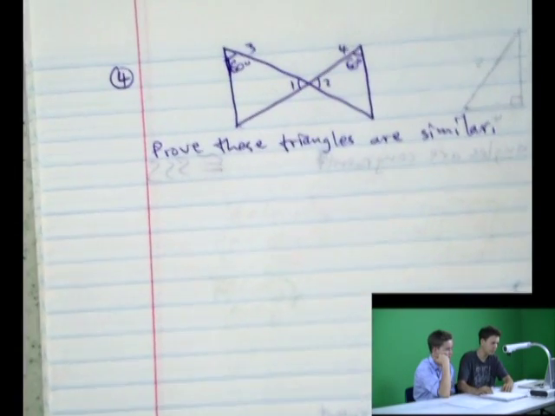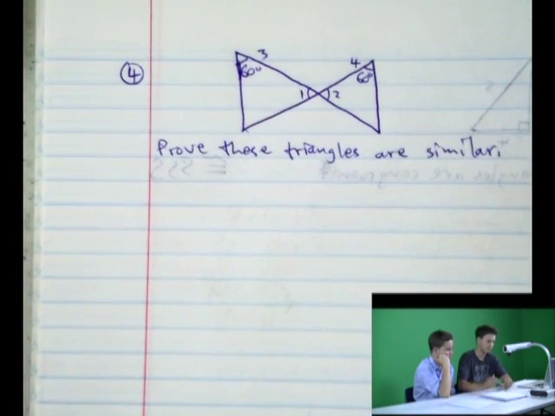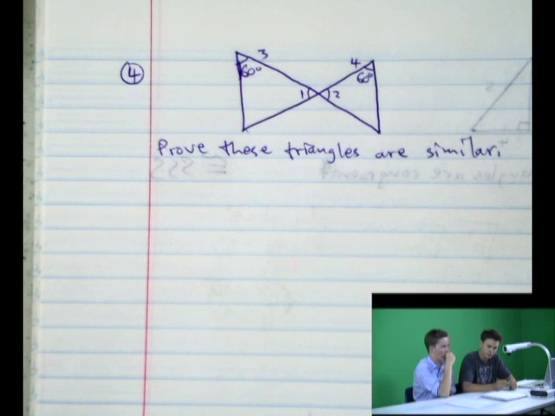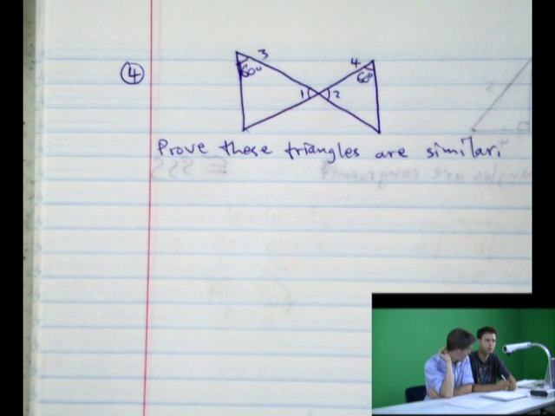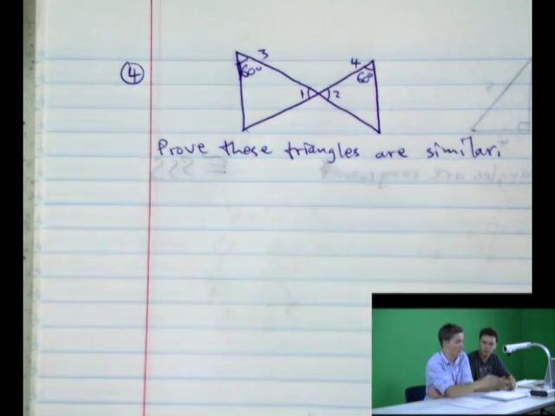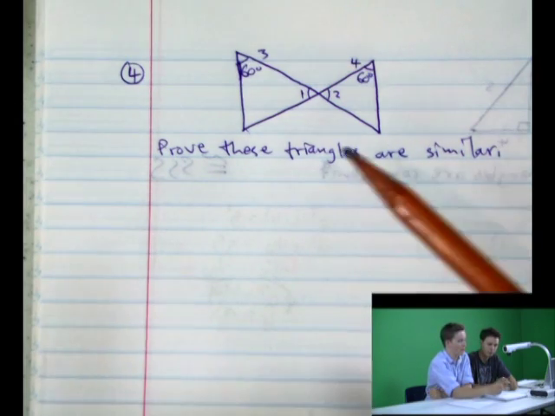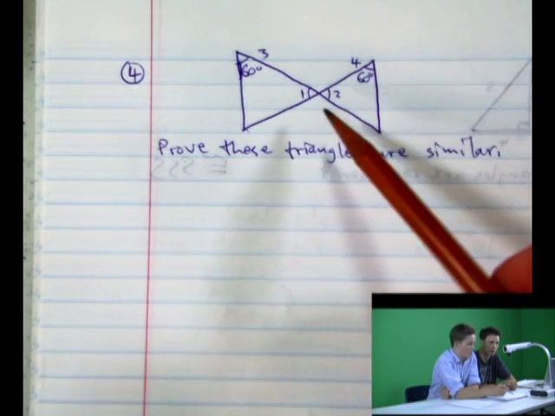Alright, prove these triangles are similar. Well, aren't similar triangles where all the angles of the triangles are equal? Right. And how many angles do you need to know are equal? All 3 angles of the triangle? Or you could only know that 2 are equal, and then you know that the third one is equal, because they all add up to 180. So you only have to prove that 2 corresponding angles are equal.